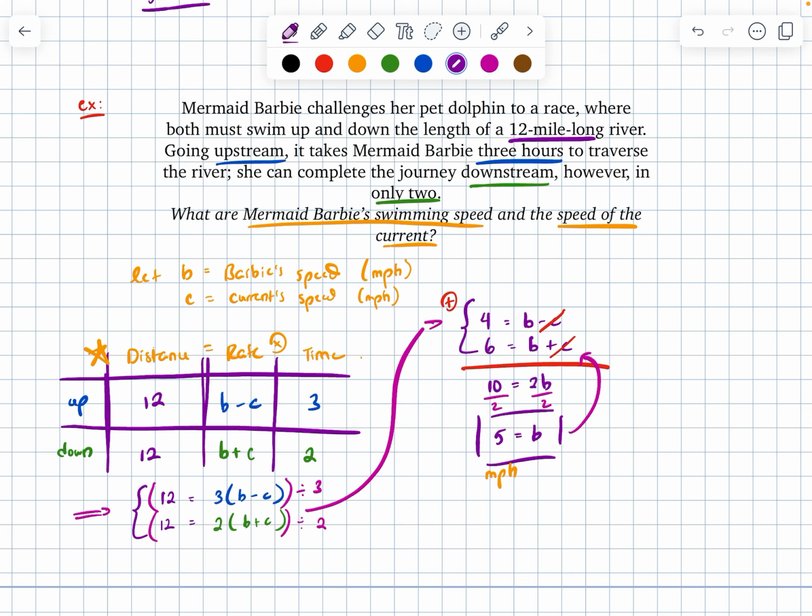I'm going to pick the bottom one. So I know that 6 is equal to Barbie's speed, which is 5, plus the current speed, c. To get that c by itself, all I need to do is subtract 5 from both sides to find that the speed of the current should be 1 mile per hour.